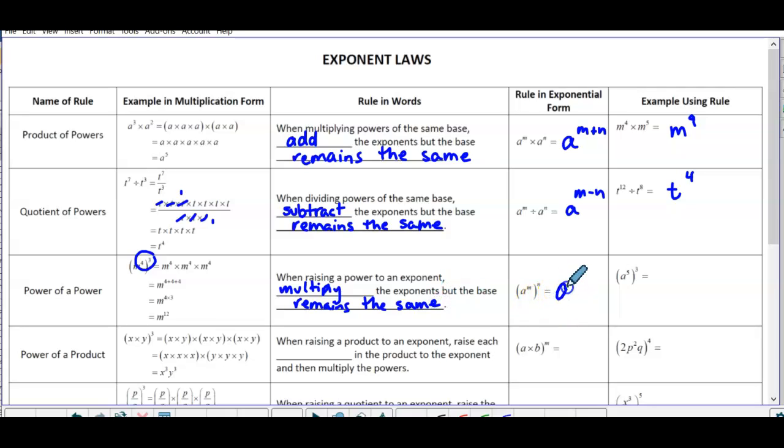Okay, so this would be a to the mn, multiplied together. So this would be a to the 15. Okay.